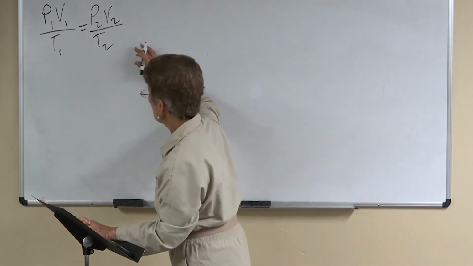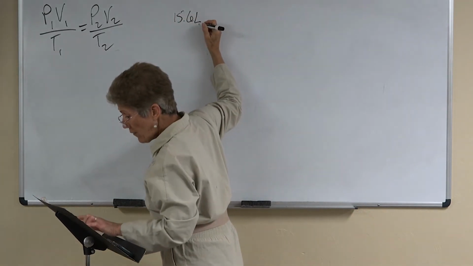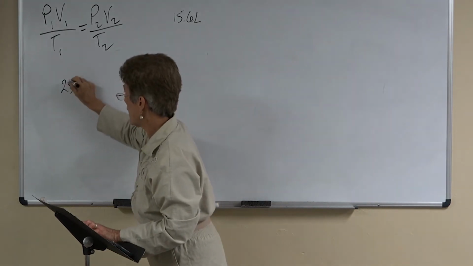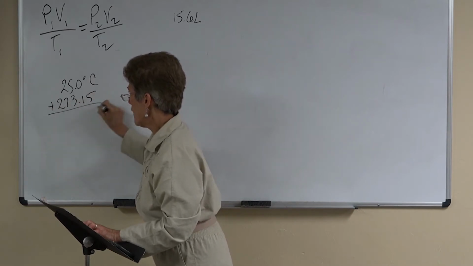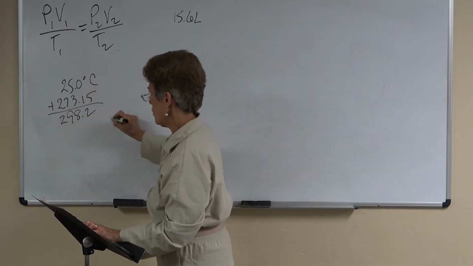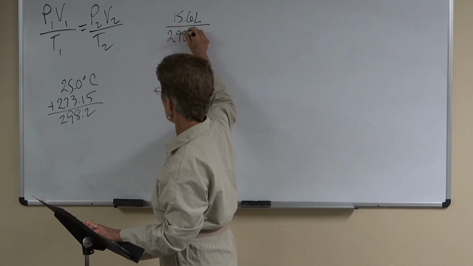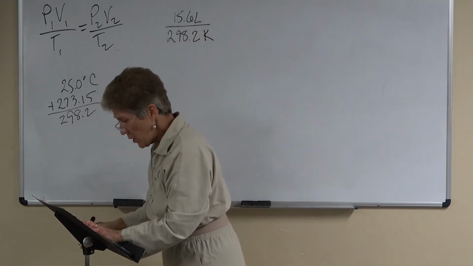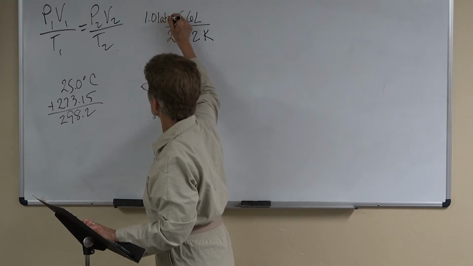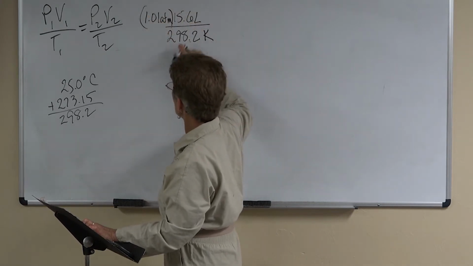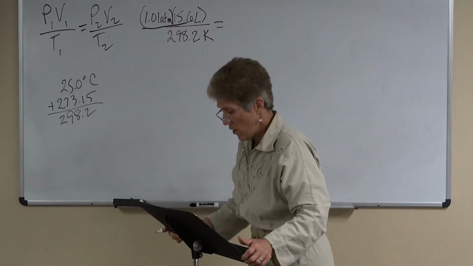And so the gas balloon, the first volume is 15.6 liters. Ground level, the temperature is 25 degrees Celsius plus 273.15. That's going to give me 298.2. So I'm going to put in here 298.2 Kelvin. And the pressure is 1.01 atmospheres. Okay, so there's P1, V1, and there's T1. And now we go to the next.